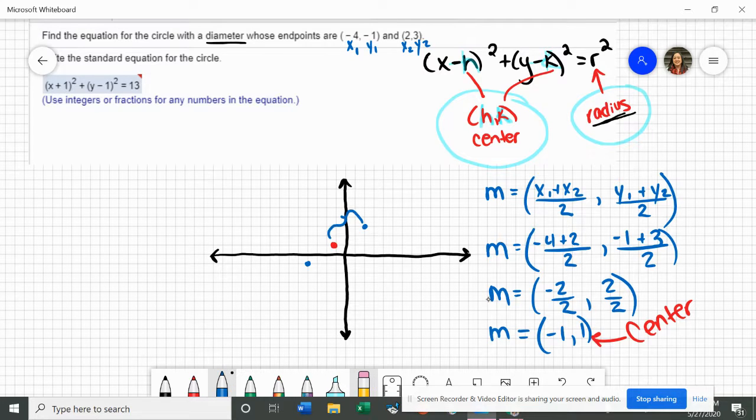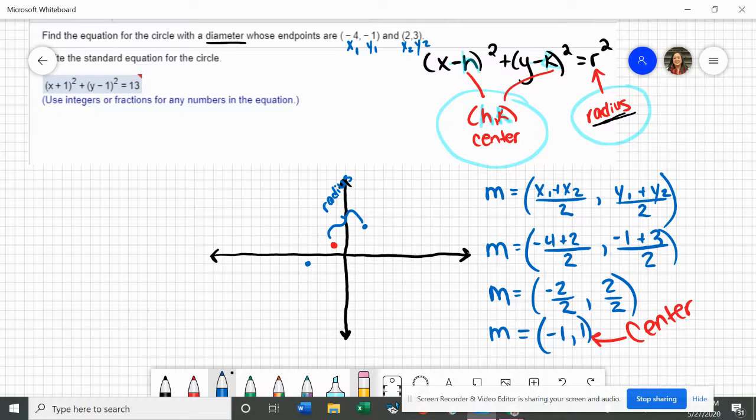Your radius is right here. It is the distance from the center of your circle to a point that is actually on the circle. I want to be careful about how I say that. So I can find the radius from that red point, which is my center, to either one of those blue points. The distance would be the same. It doesn't matter which one I choose, but I'm going to choose that point there that is at 2, 3.